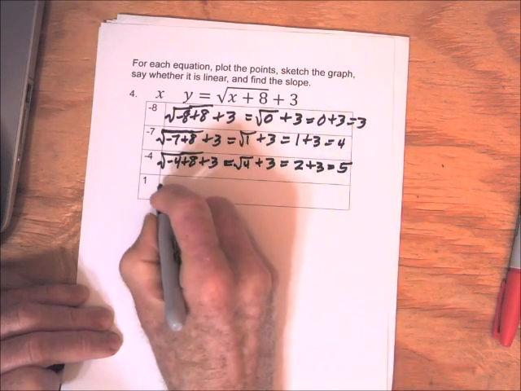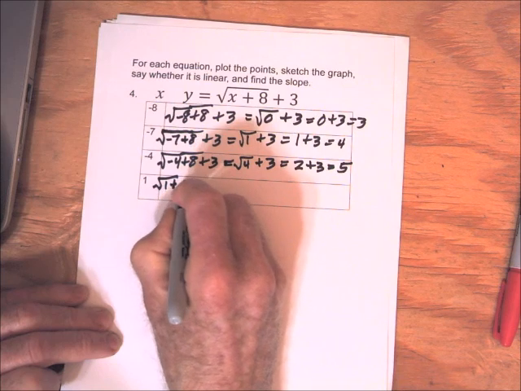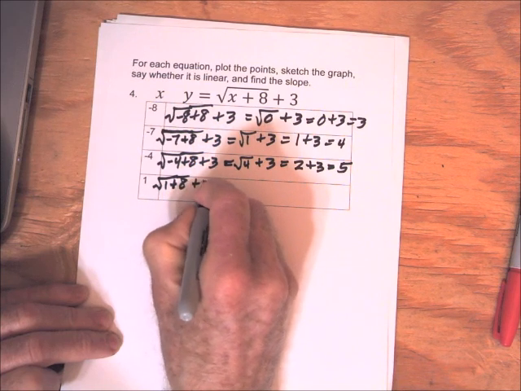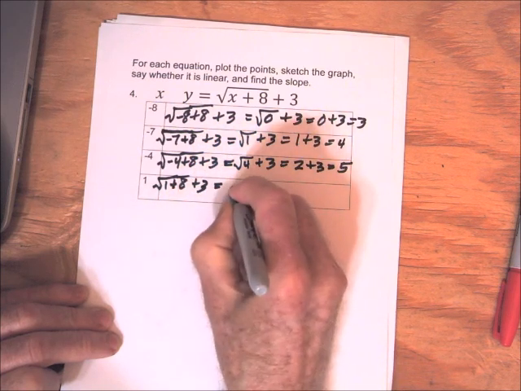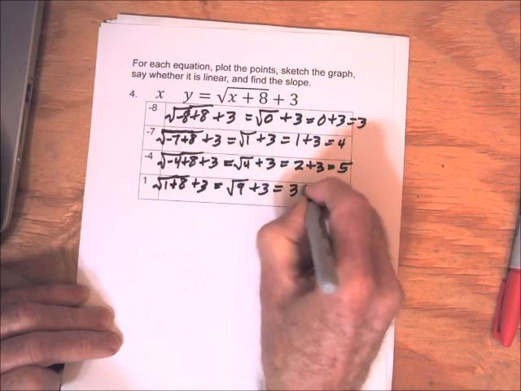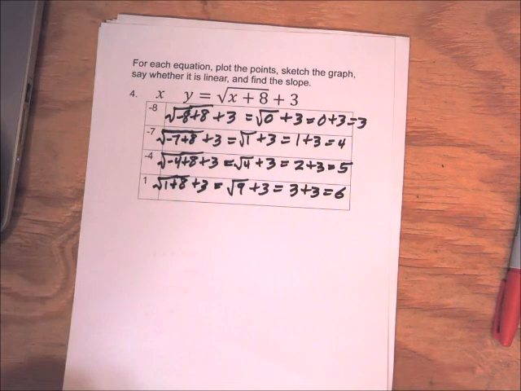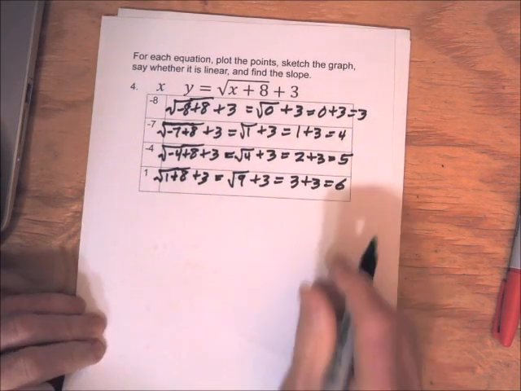If x is 1, y will be square root of 1 plus 8, plus 3. 1 plus 8 is 9. Square root of 9 plus 3. Square root of 9 is 3. 3 plus 3 is 6. Okay, so then we can draw a coordinate system and plot the points.